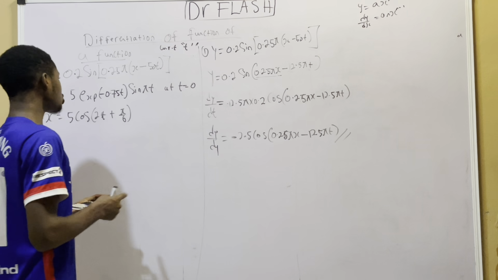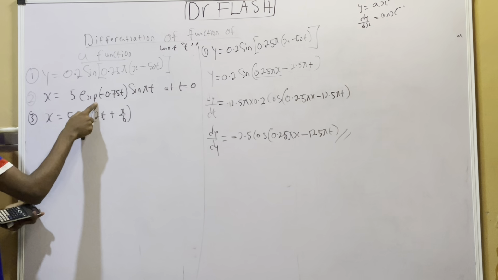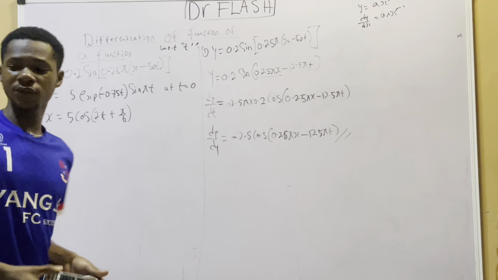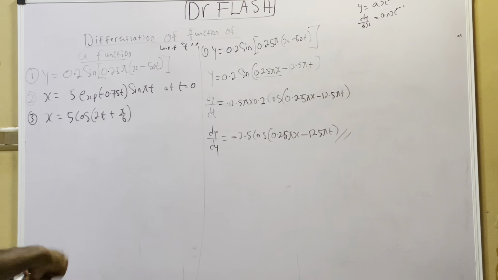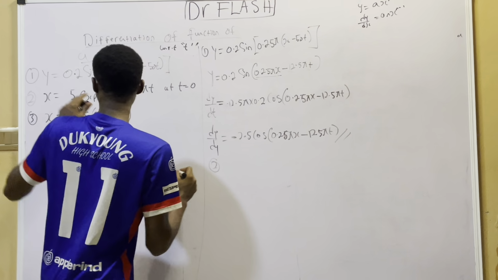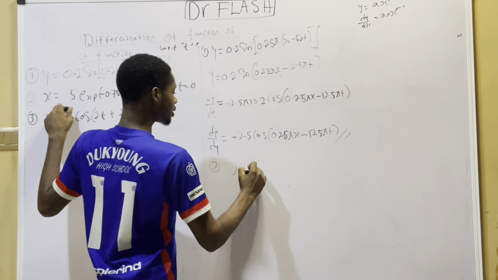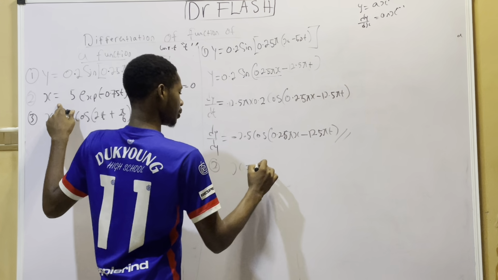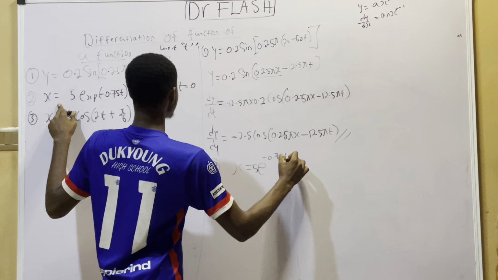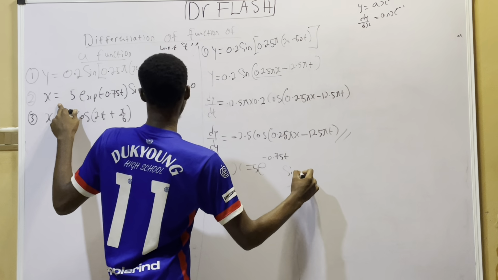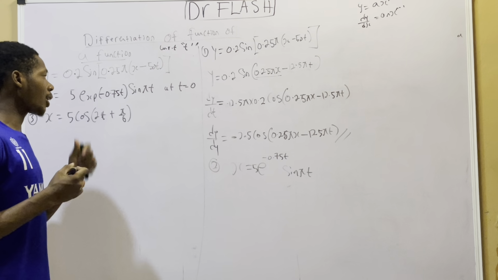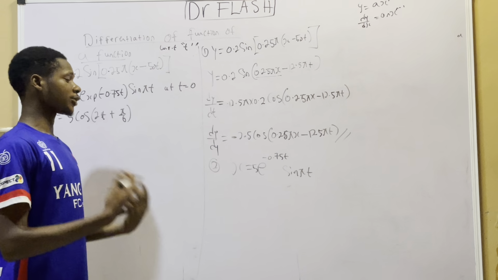Now the next question on the board is x equals 5 exponential minus 0.75t sin pi t. That is what is given in this case. And to do this, we are going to rewrite the equation as x is equal to 5 exponential minus 0.75t, sin pi t. Remember they said as t tends to 0, or t equal to 0. So I think we are going to substitute for t equal to 0.